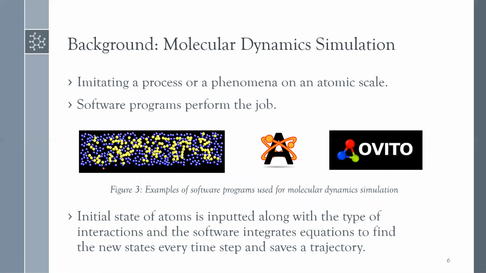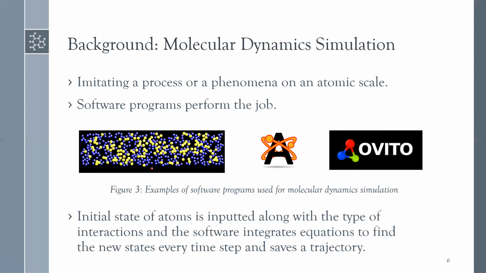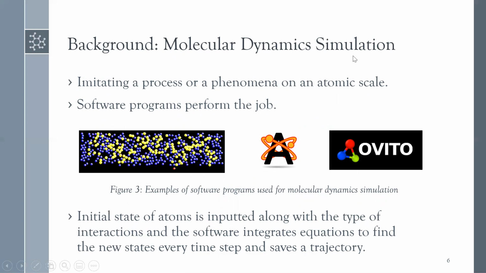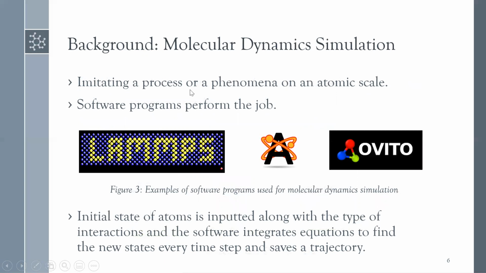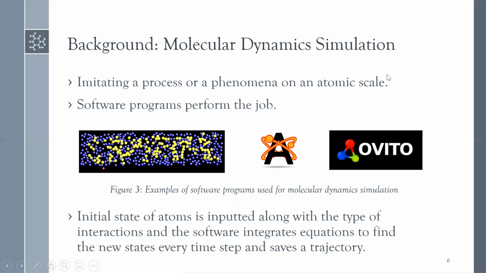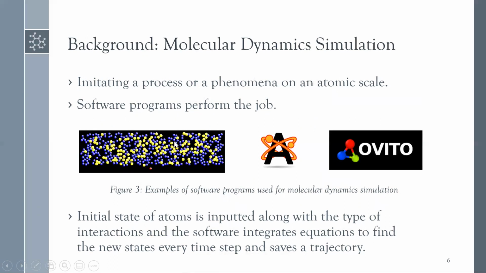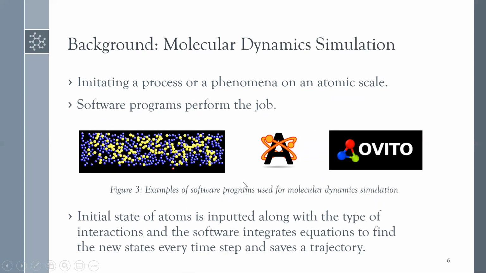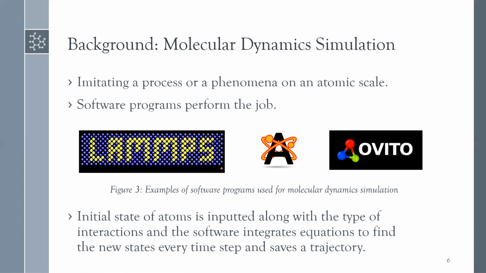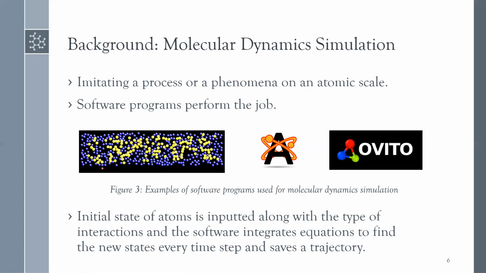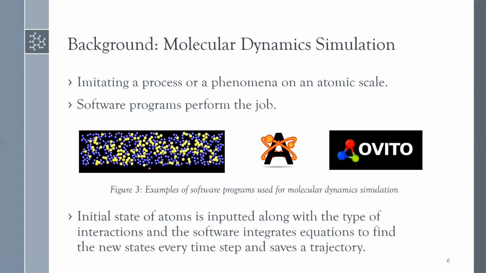Along with what my partner has explained, we're also utilizing the approach of molecular dynamics simulation. Molecular dynamics simulation is basically imitating a process or a phenomena on an atomic or a molecular scale using software programs like LAMMPS, for example, which we're using in this project. These programs perform calculations and integrate equations to come up with a trajectory for each particle that resembles real-life behavior to a certain accuracy.